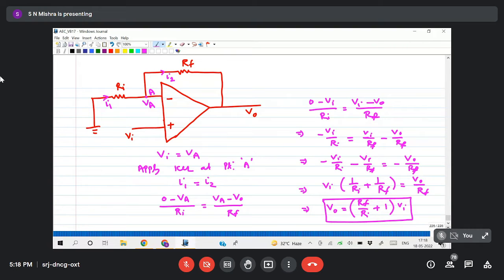Suppose I am giving 2 volt as input voltage Vi, and Rf is 20 kilo ohm, Ri is 10 kilo ohm. Tell me what is the answer, or how much voltage I'll get at the output. Rf 20, Ri 10, Vi is 2. Sir, what is your output voltage? Sir, 4.